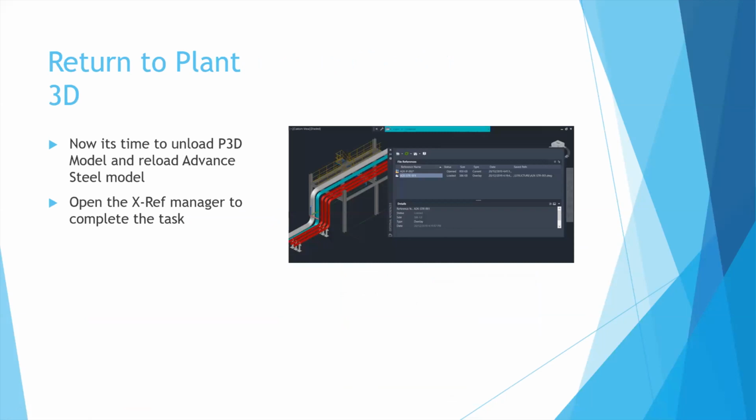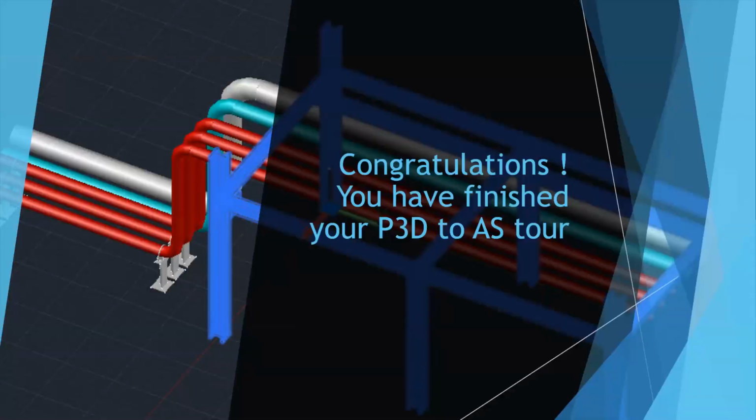Right, so now we finally get to go back to our beloved Plant 3D. If you have a look here, we've got the model loaded in, right? So now it's time to unload the old Plant 3D model. So you can just unload the XREF, and then you can reload the advanced steel model straight in underneath where the other one was, which works great. And congratulations, folks. We've actually made it to the end of the slides and our presentation. So here's our advanced steel part back in there. I've got it highlighted in blue, so it looks good.